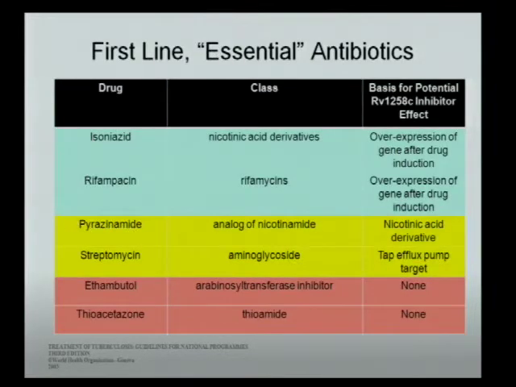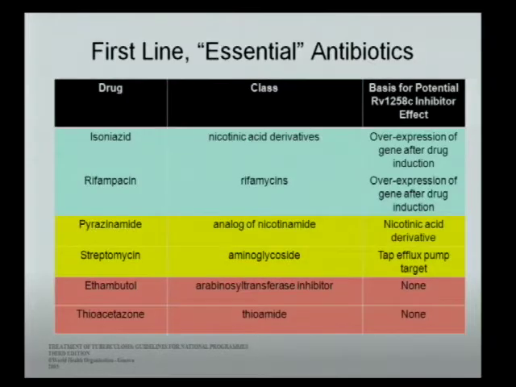So I just want to present these two slides where we summarize our basis for expecting to see an interaction between 1258C and the WHO's first-line antibiotics, the so-called essential antibiotics for the treatment of tuberculosis. There exist already some reports of the overexpression of 1258C in the presence of the antibiotics in blue, so very direct evidence there. And also you see it overexpressed in clinical isolates of MDR-TB.